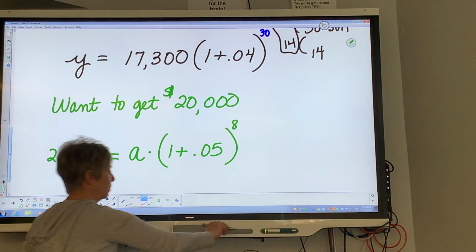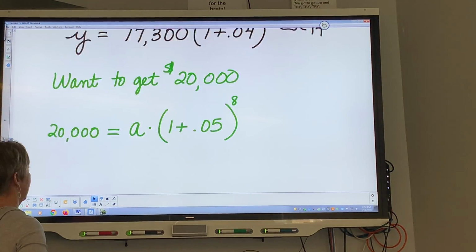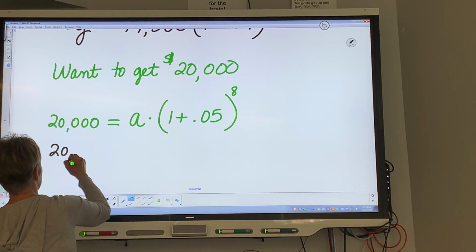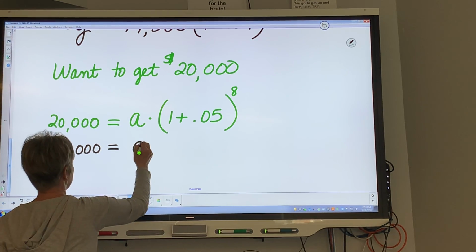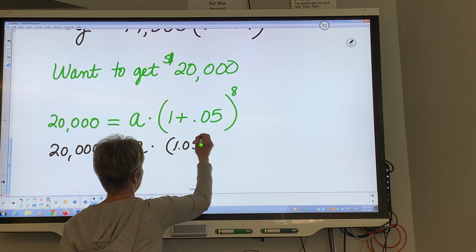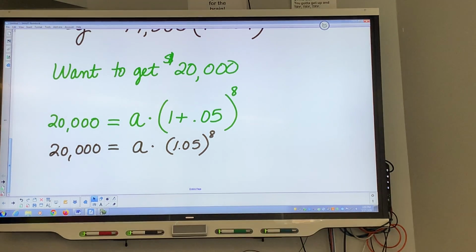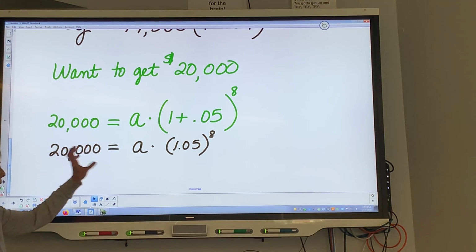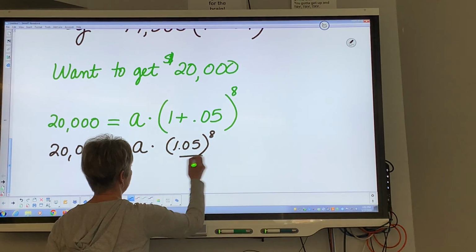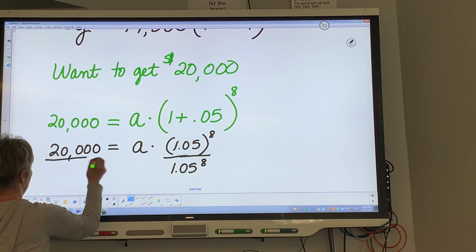Now, the question is, how do I solve this problem? Come on, it's Algebra 1, you know that. So let's do this. This is just 1.05 to the 8th power. So why don't I go to my calculator? Well, let me ask you this. Whatever this number is, to solve for A, aren't I going to divide both sides by 1.05 to the 8th power?